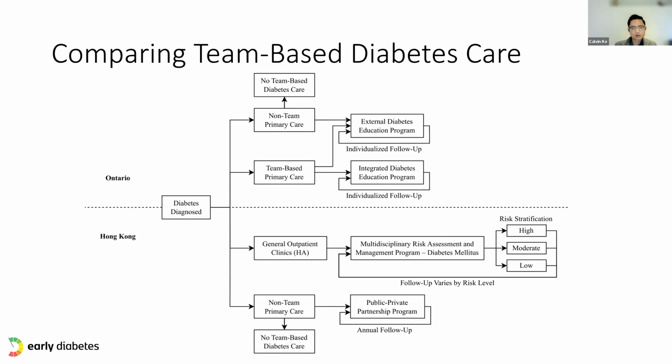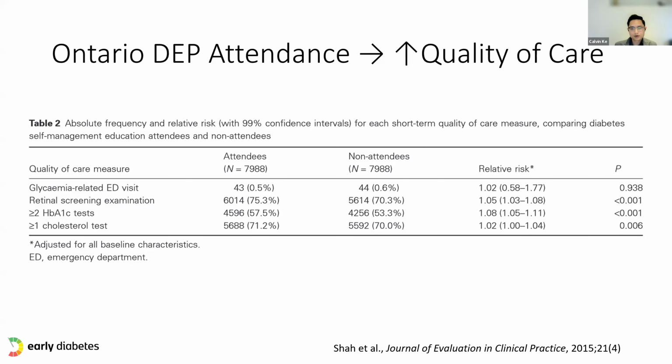But there are outcome studies that were done in each jurisdiction individually. And so in Ontario, one of the most important studies was done by our own Deju Shaw, who was a chair in this network. And it showed that attending a diabetes education program, this was back in 2006, was associated with an increase in the quality of care, which was defined as the presence of retinal screening examinations, having hemoglobin A1C tests, having cholesterol tests. And you can see that there was a significant 2 to 8% increase in these types of measures associated with attending diabetes education programs.